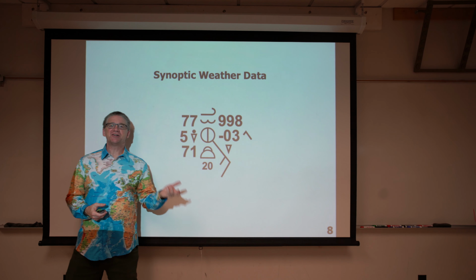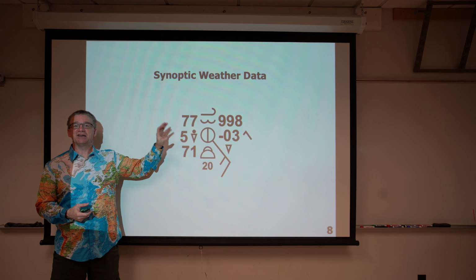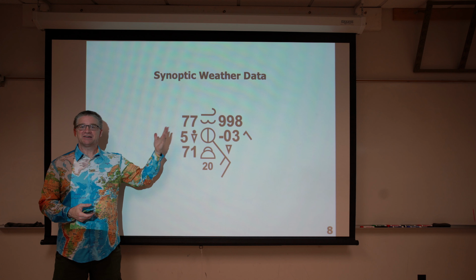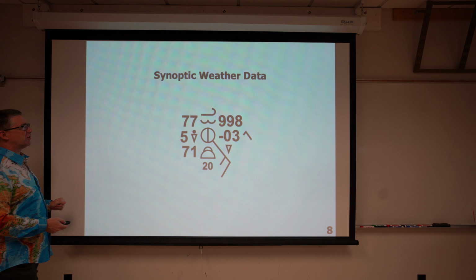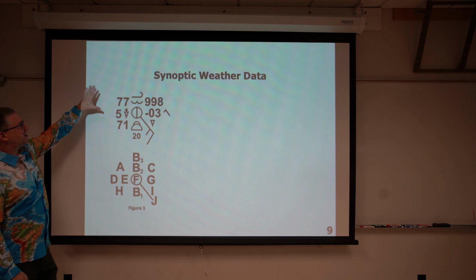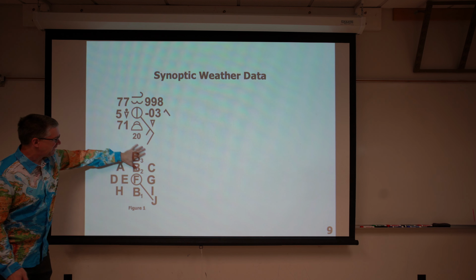So we can refer to different things relative to that center circle. So I'll do that quite a bit as we go through and look at these different locations of data on our synoptic weather symbols. So we have our example here, our sort of key or legend here.